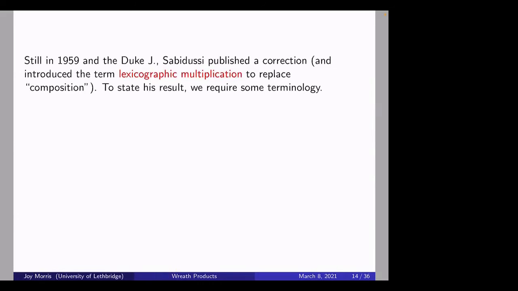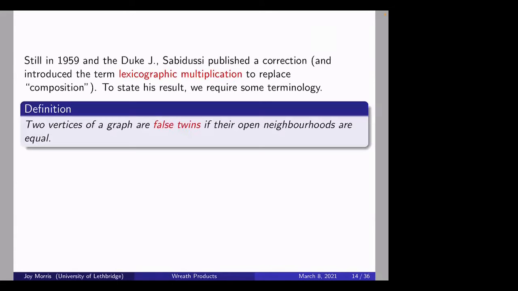Before I state his result, I need a couple of definitions. First of all, two vertices of a graph are false twins if their open neighborhoods are equal. So these are two vertices that are not adjacent to each other, but share exactly the same adjacencies. And they're true twins if their closed neighborhoods are equal. So almost exactly the same as false twins, but they have to actually be adjacent to each other to be true twins.